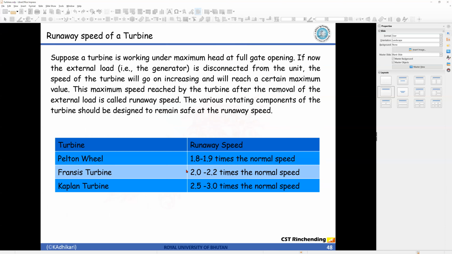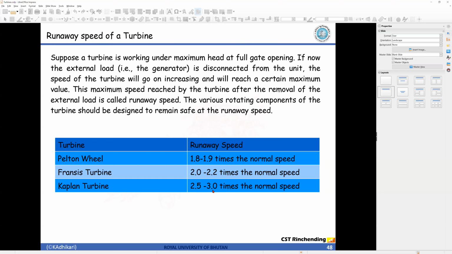And the last topic for the chapter is the runaway speed. It is very straightforward. Now if a turbine works under a certain load, that is electrical load, and suddenly that load is removed, then the turbine tends to rotate at the highest possible speed. That highest possible speed is known as the runaway speed. And for the Pelton wheel it is about 1.8 to 2 times normal speed, and for the Kaplan it is about 3 times the normal speed.